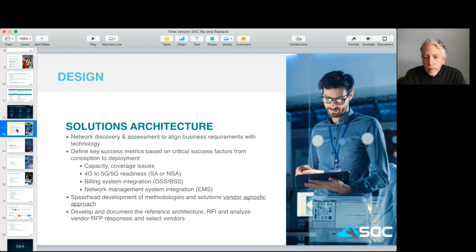Just as a company, we take a vendor agnostic approach. So we'll work with whoever you want. You get a better price with a vendor, we're fine with that. And we leave behind a documented reference architecture and help you do the vendor selection.